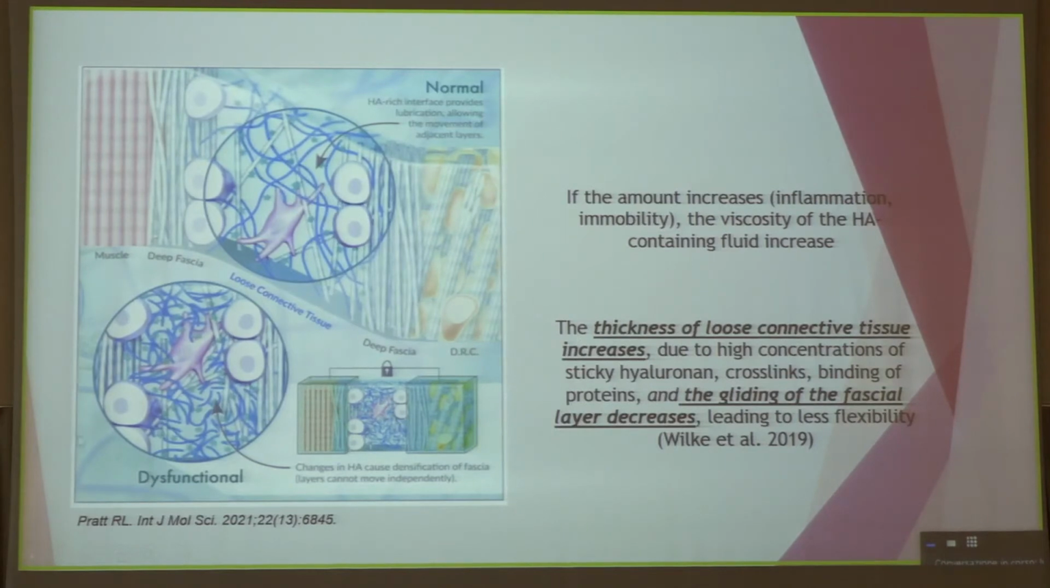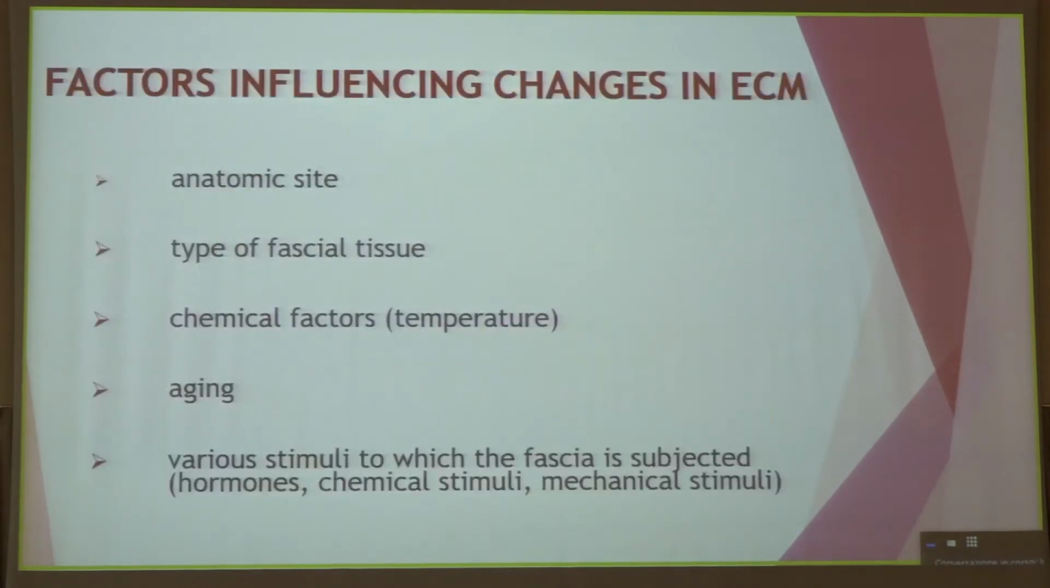But when there is a dysfunction and a densification here, we can have more aggregated, auto-aggregated hyaluronan. There are much more cross-links, binding of proteins, and this layer cannot move independently. And so there is much more rigidity, stiffness, and maybe also pain.